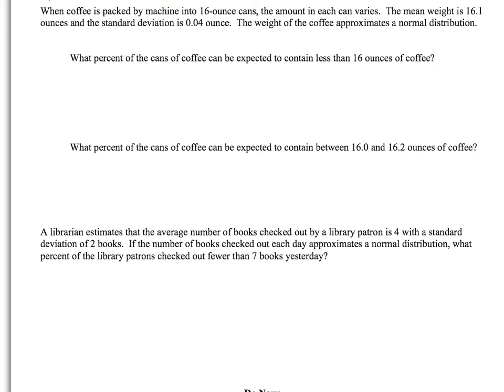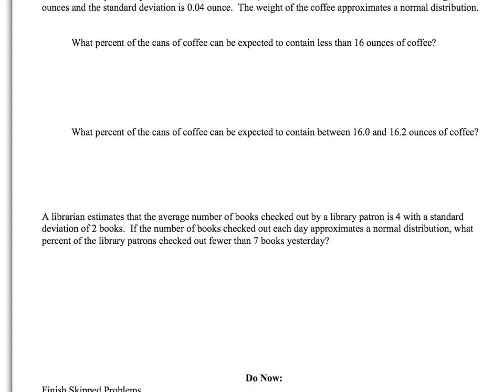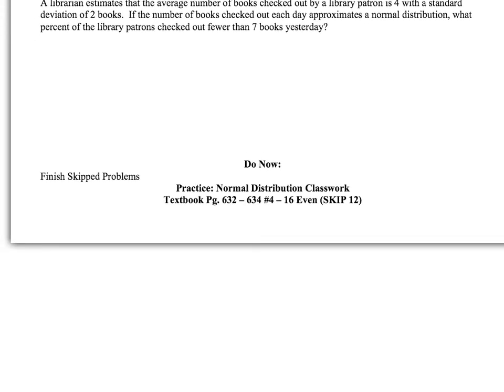And I'll do the coffee one, you guys do the library one. So it says the coffee is packed in 16-ounce cans. The mean weight is 16.1, standard deviation is 0.04. What percent of cans can be expected to contain less than 16 ounces of coffee? And then what percent of cans can be expected between 16 and 16.2? You know what? I'm actually going to have you guys try both of these last ones to see how you do. Please take your time on them and see what you understand and what you don't understand.